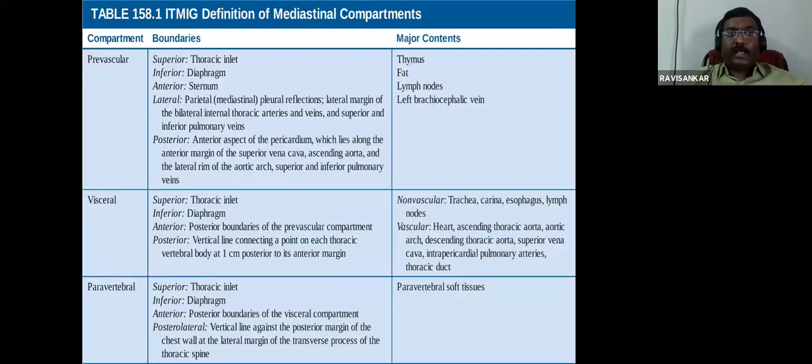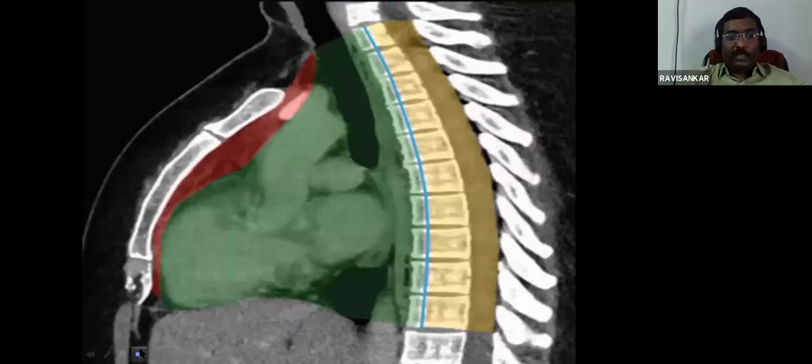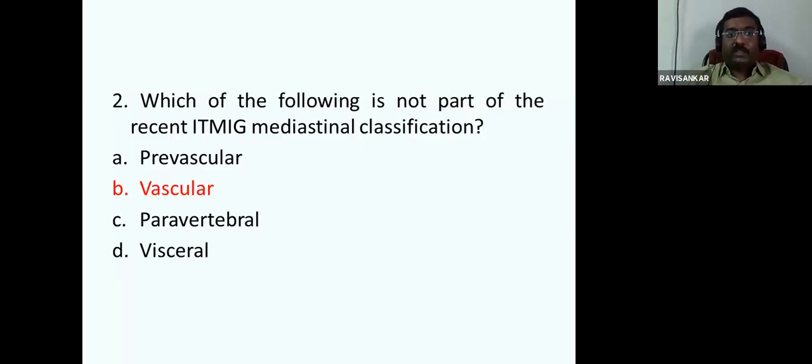So the ITMIG has divided the mediastinum into three components: one is the prevascular, the visceral, and the paravertebral compartment. Basically it is also a type of the ITMIG classification where there is no vascular component. It is the prevascular, paravertebral, and visceral compartments.